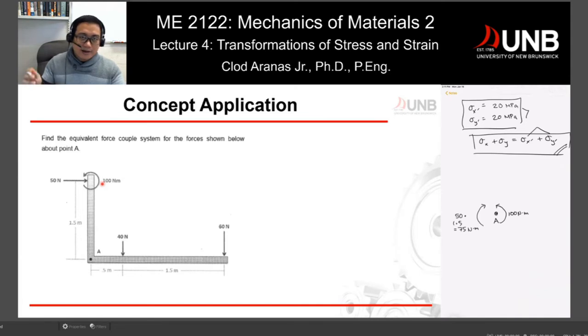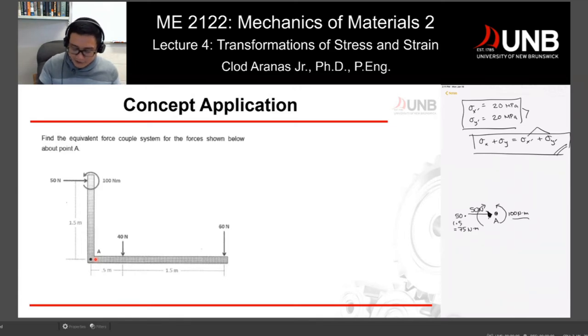Now, once I deduce the moment that it creates, I can now put this 50 newtons to my point A. So I can now transfer it to my point A. So this is what we call the force couple system. So I can now put my 50 newtons applied to my point A.